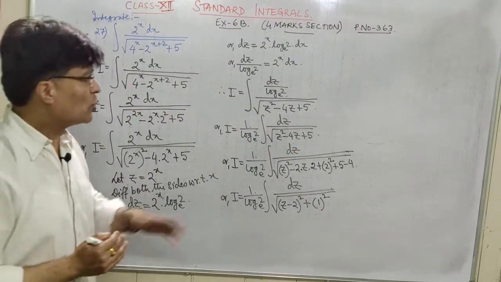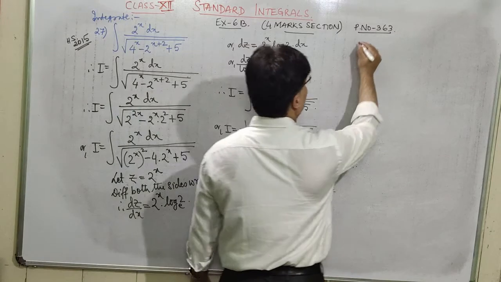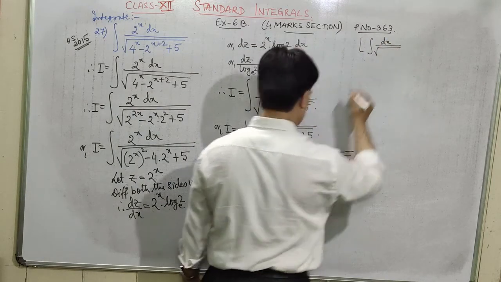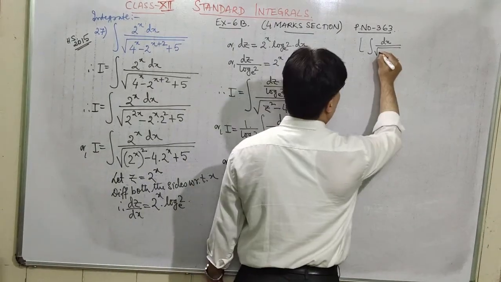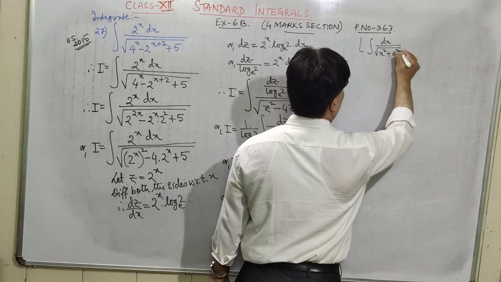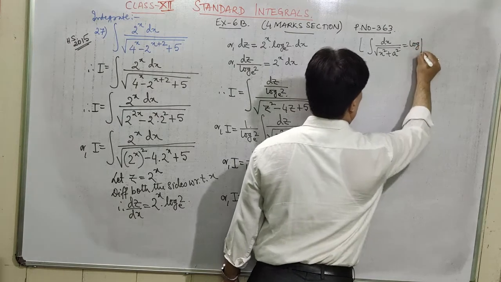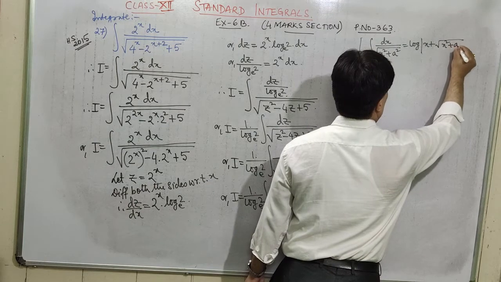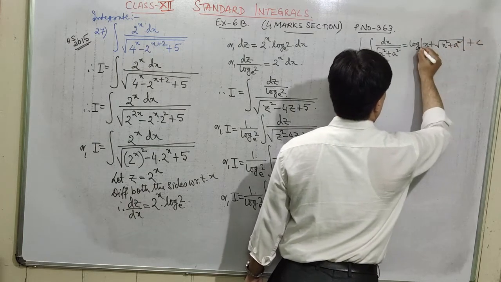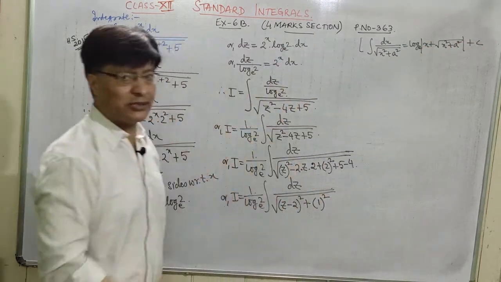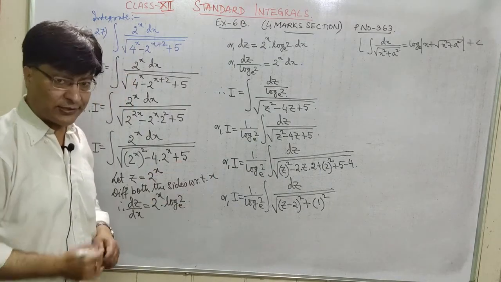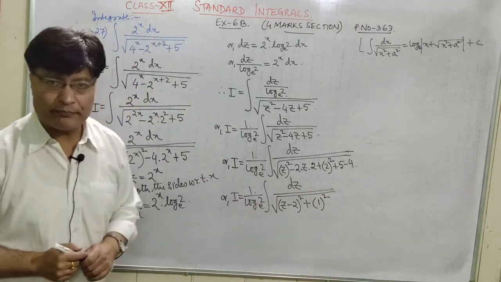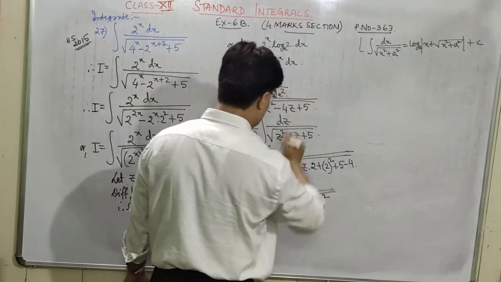Is that clear? So this is your standard form. Which standard form is this one? That is integral sign dx divided by root over x square plus a square, which is equal to log within mod x plus root over x square plus a square, mod sign closed, base is e plus c. So we can use the formula in this case. Okay. So instead of x there is z minus 2, instead of a there is 1. So let us use this formula now.